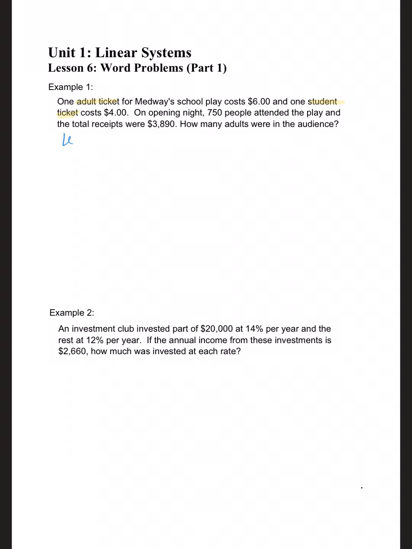Let's let A represent the number of adult tickets sold, and we will let S represent the number of student tickets sold.